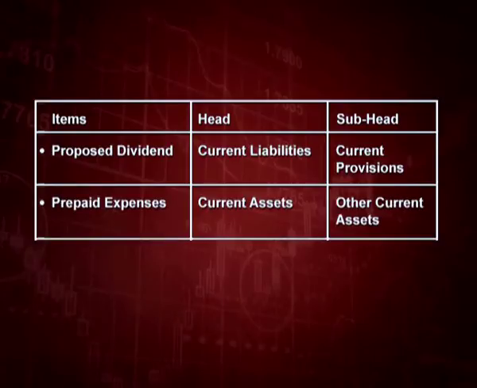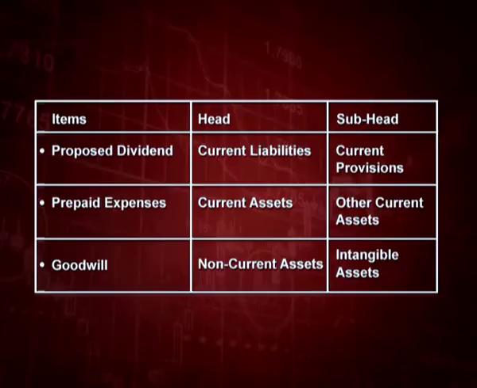Next point is prepaid expenses. This comes under current asset and the subheading will be other current assets. Goodwill, this comes under non-current asset and the subheading is intangible assets. Similarly, you can practice about some more heads and some more items from your book.